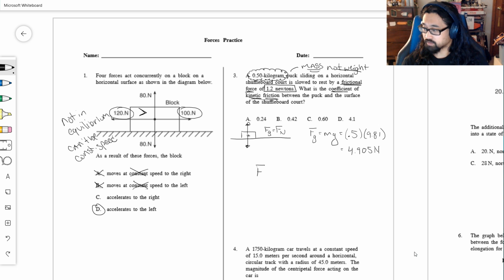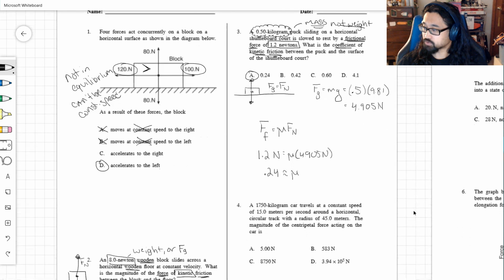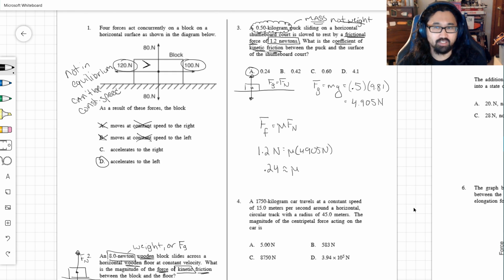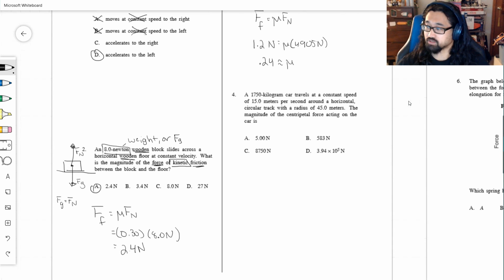So now, I can do force of friction is mu times the normal force. I know the force of friction is 1.2 newtons. I know that that's mu times 4.905 newtons. So I know that mu is roughly, give or take, 0.24. That's choice A. It's not exact, but that's the closest answer to what the calculation is.